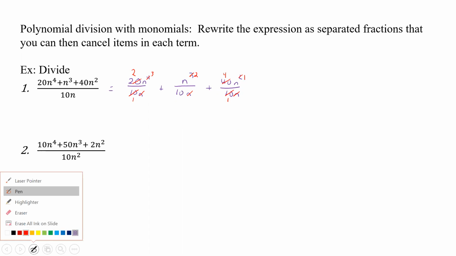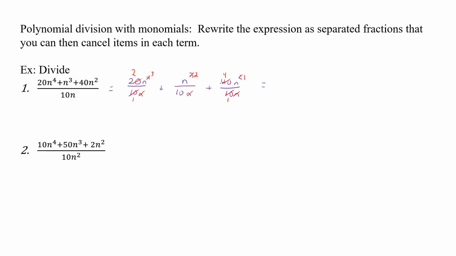And so now if we rewrite our trinomial, we have 2n to the third plus n squared over 10 plus 4n. And that would be our final answer, and that would be the division of this polynomial by this monomial. Same thing would go here.